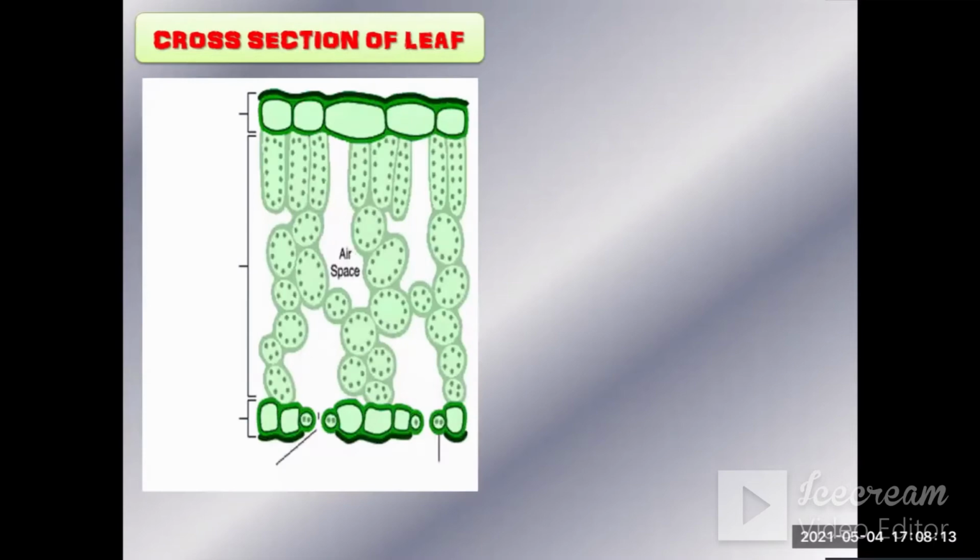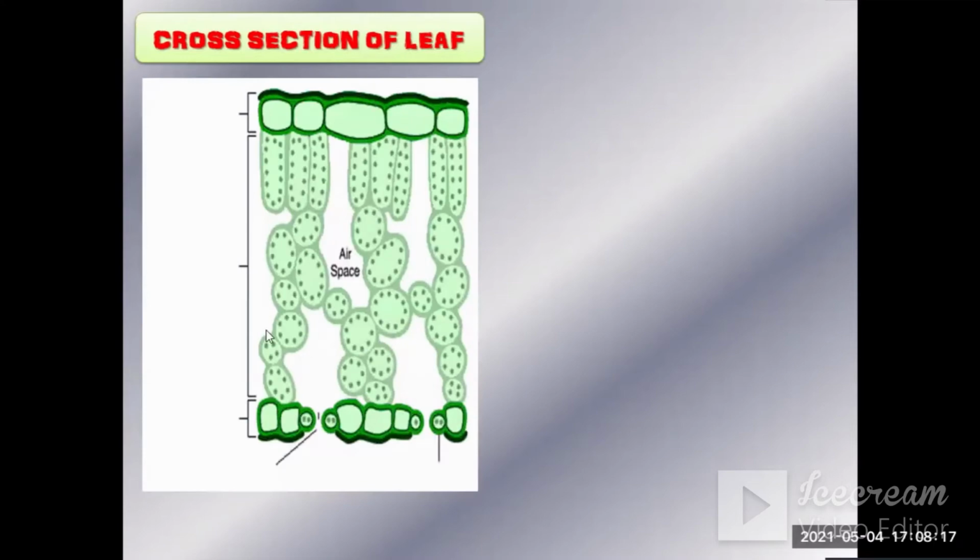Cross section of a leaf. Now we are coming to the main part. It is there in your NCERT textbook. When we cut a piece of the leaf and observe it under a microscope, we give the name cross section of a leaf. This is how it appears. It's just a diagrammatic representation.